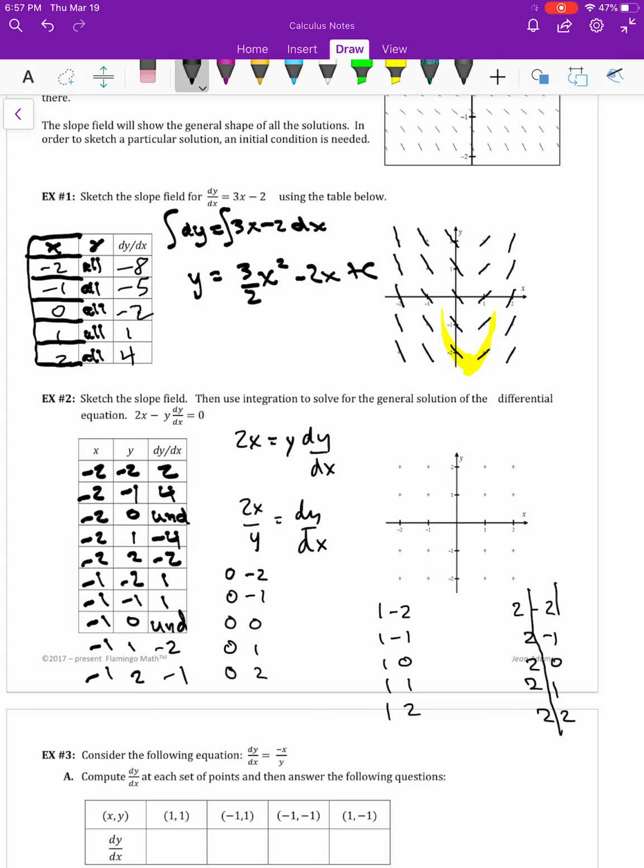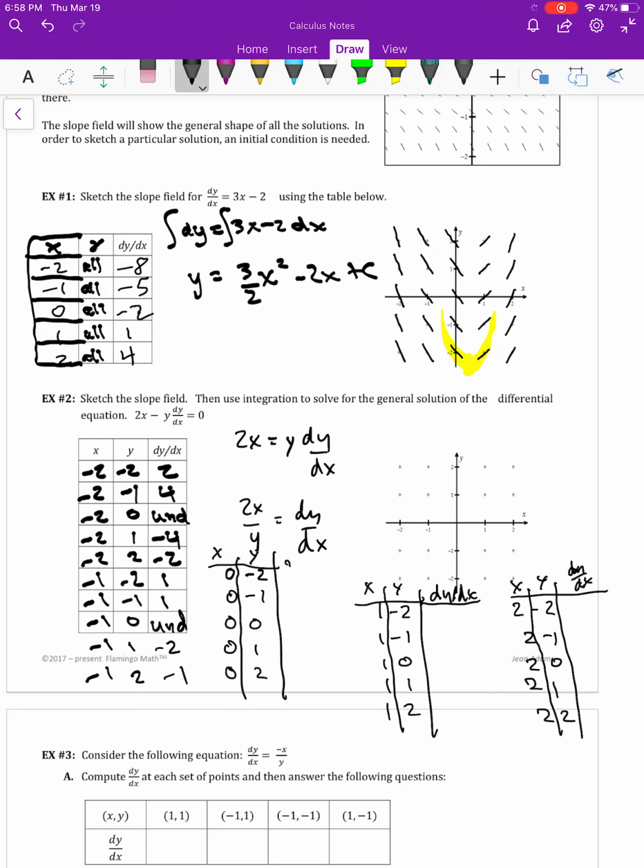So these would be your x values, and these would be your y values. And then you would have your dy dx values for your slope, okay, to get ready for your slope field. Here's our x values, our y values, and our dy dx to get ready for your slope field. And for this one, our x, our y, and then we would need our dy dx values.